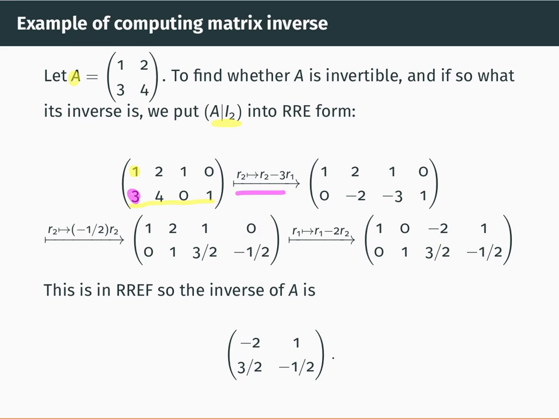So that's our first row operation here. Subtract 3 times row 1 from row 2. When you do that, this is the matrix that you end up with. You can see row 1 hasn't changed. Row 2 now has a 0 in the column of the leading entry in row 1.